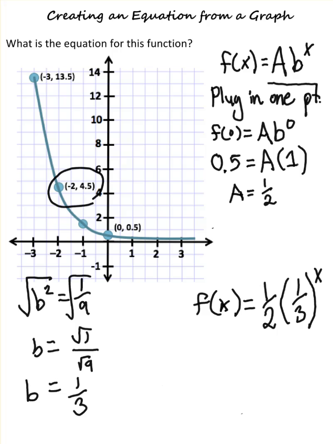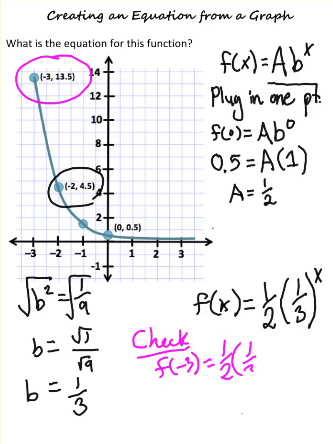It's not a bad idea just to check and see if it works out with another point. We happen to have an extra point here, this one right here. So this will be my check. If I do f at -3, I would get 1/2 times 1/3 to the power of -3. 1/3 to the power of -3 is 27, and then times 1/2 gives me indeed 13.5. So that checks out. That means the equation looks good.